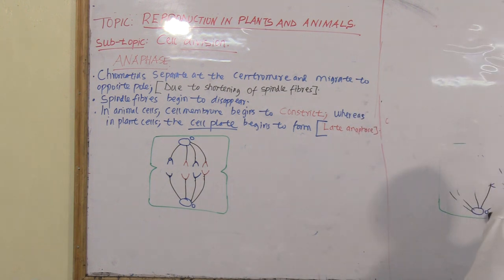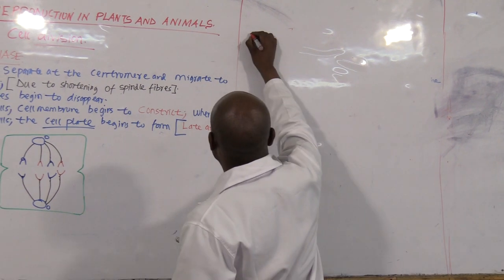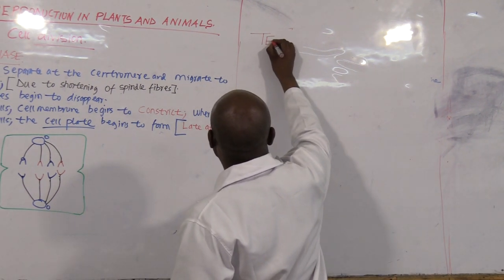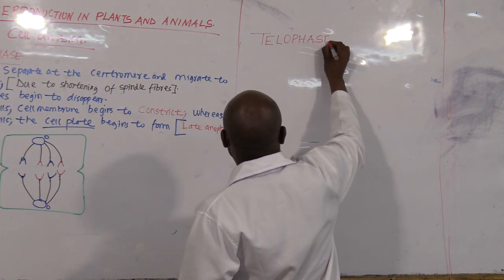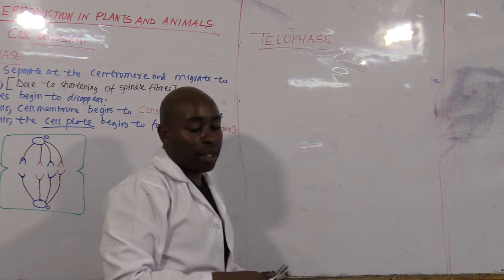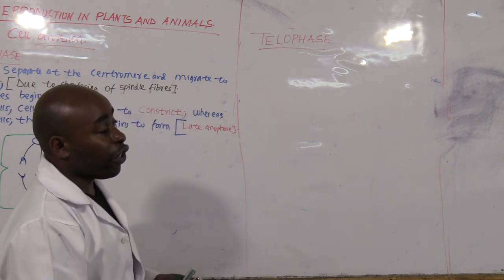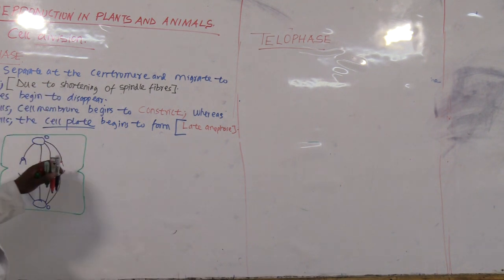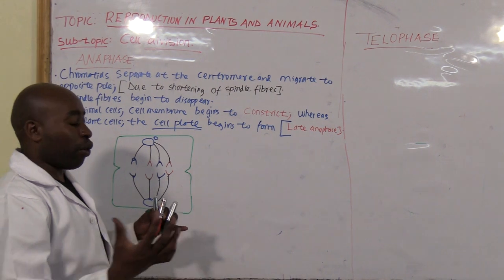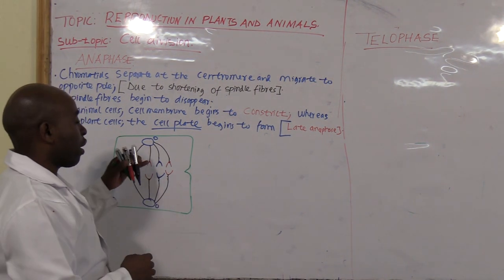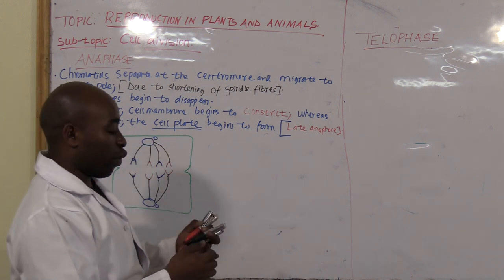So number four, or the last stage now, is telophase. This is the last stage of mitosis, whereby we have the following features. These chromatids will collect at the ends of the cell, be it plant cell or animal cell. So these chromatids will be able to separate at these opposite ends, and duplication of chromosomes will begin.